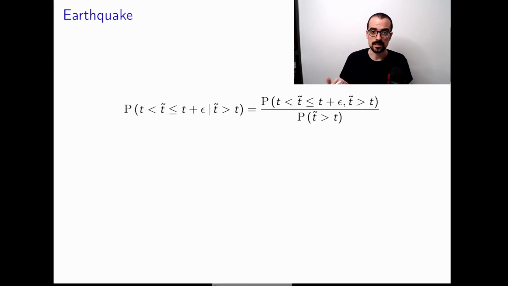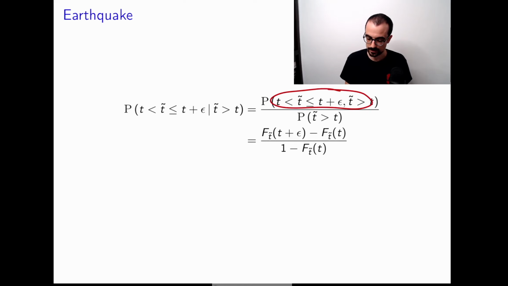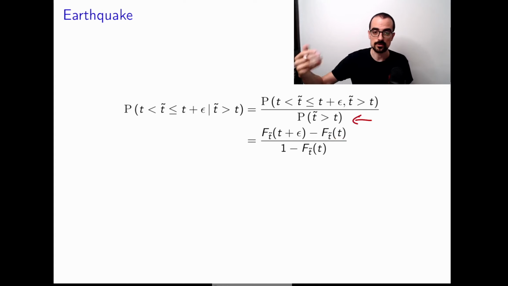And we can easily compute it using CDFs, right? So this intersection is just the probability that the random variable is between t and t plus epsilon, and that is just equal to the CDF at t plus epsilon minus the CDF at t. And down here, this is just the probability that the random variable is greater than t. This is just 1 minus the CDF. Okay, so we have an expression in terms of CDFs. This is the expression that is going to be equal to lambda epsilon.